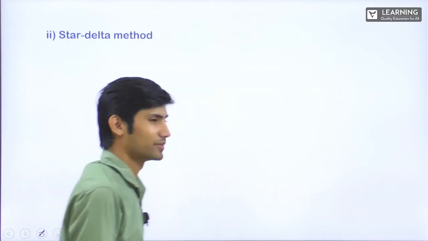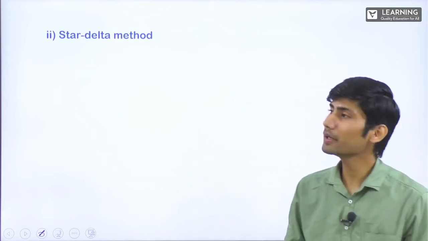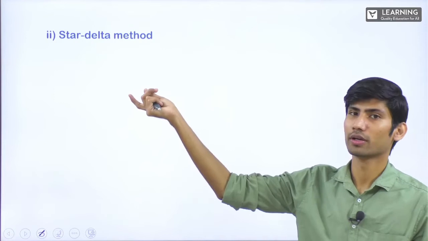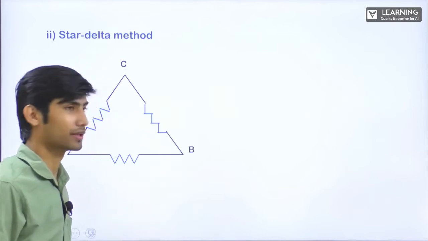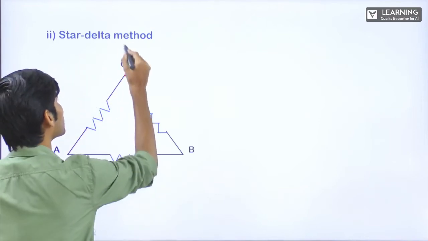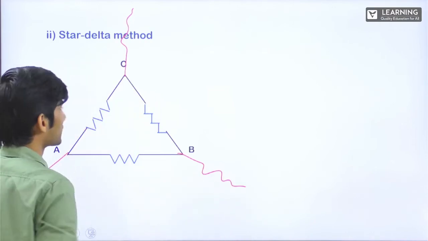Star delta method. Again, very important. Many questions will not be possible by the potential method. Then you will be using the star delta method. Okay. Suppose you see any circuit like this, this is connected to some other resistance, this is connected to some other resistance, this is connected to some other resistance.